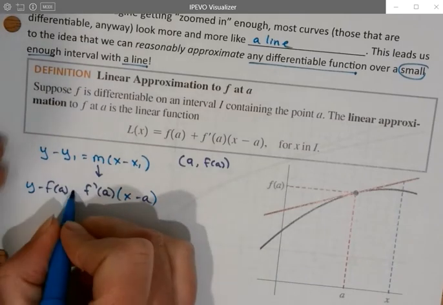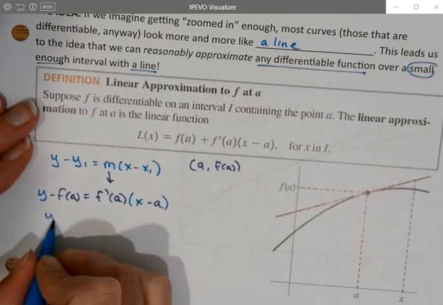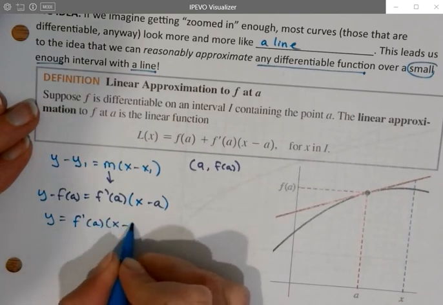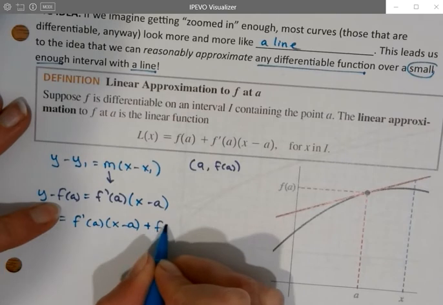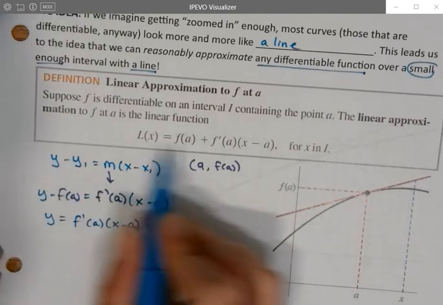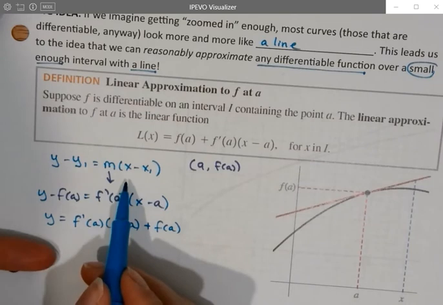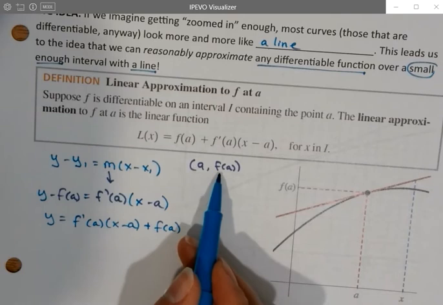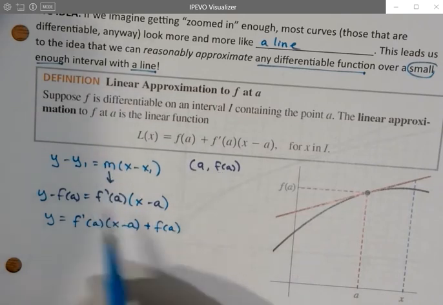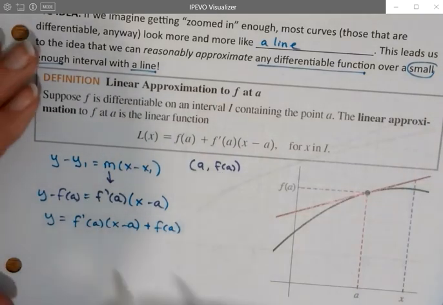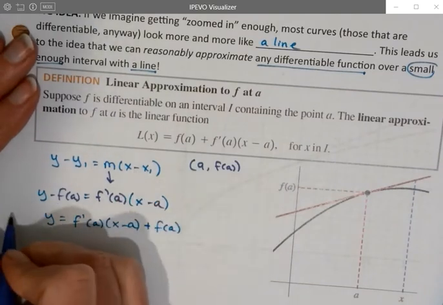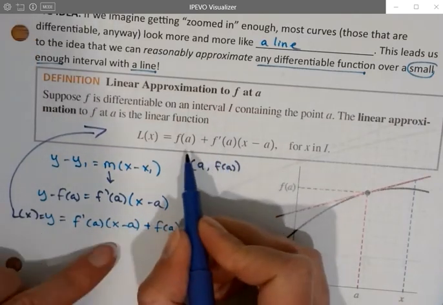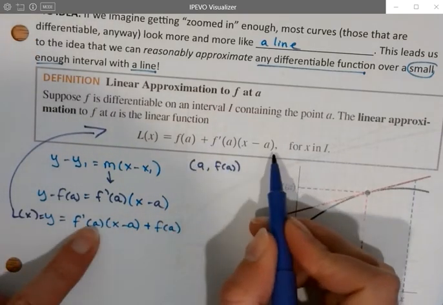This is just a regular equation of a line, and if I solve it for y, it is f prime of a times x minus a, and then we can add the f of a to the other side. So this is just an ordinary line where we substituted an ordered pair, a, f of a, instead of x1, y1, and since the function is f, I know that its slope is going to be f prime of a. Instead of y right here, we've called it L of x, but this is our linear approximation: f of a plus f prime of a times x minus a.